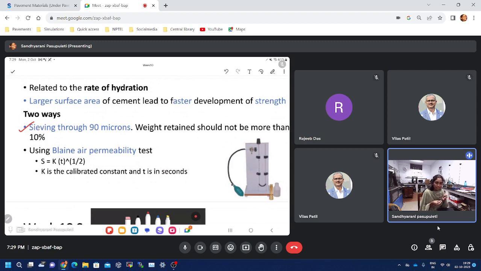Most of the material is very fine means they are very fine in nature, so they will have more surface area. So here the recommendation is whatever is retained on the 90 micron sieve should not be more than 10. That means 90% should be passing the 90 micron. That is one of the direct ways of measuring the surface area. And the second way is plain air permeability. So this is the plain air permeability apparatus.